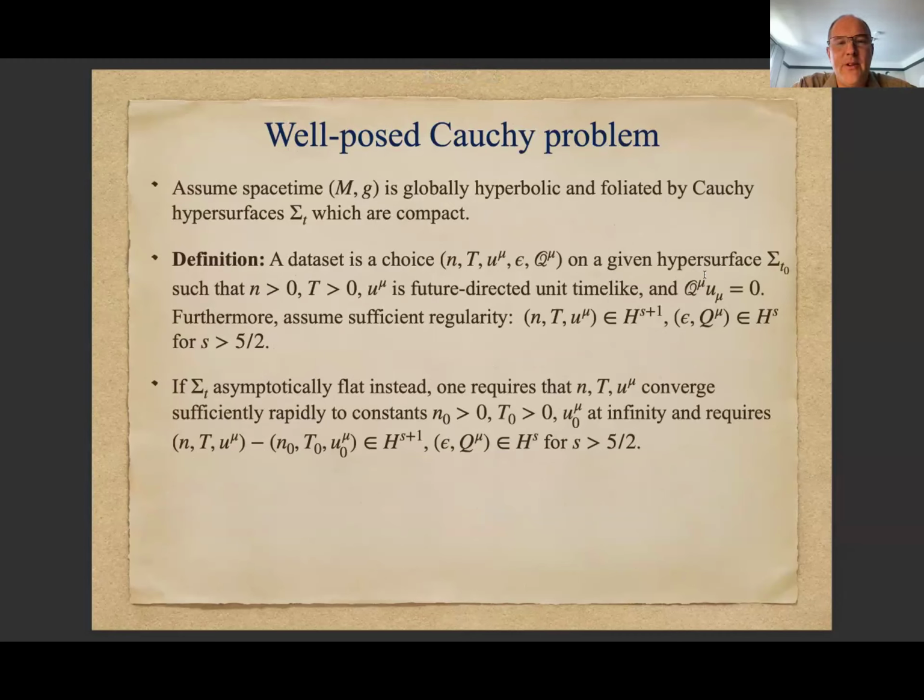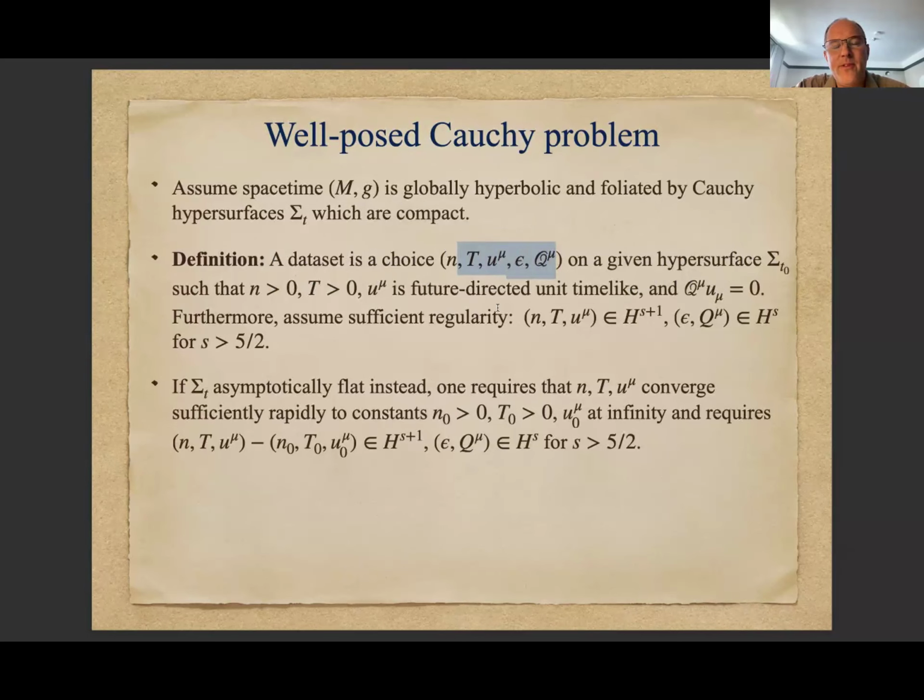Okay, so let me formulate now the result we get from that. So assume now that the space-time, so remember, we're not solving Einstein's equation. We just assume here that space-time is given to us. Now let's assume it's globally hyperbolic and foliated by Cauchy hypersurfaces. And for simplicity, I assume they are compact. Then the initial data for our system is a choice for n, t, u, e, and q on a given hypersurface, such that n and t are positive, u is future-directed unit time-like, and q should be orthogonal to u.